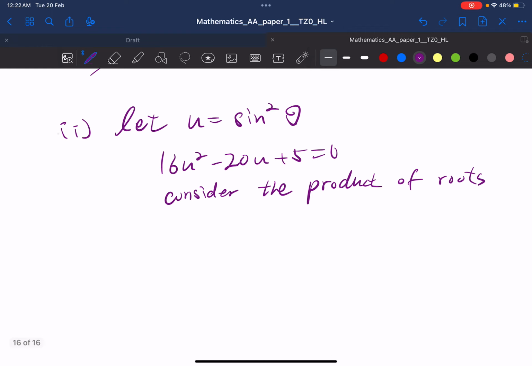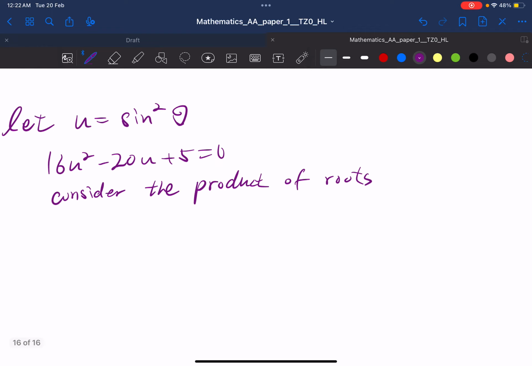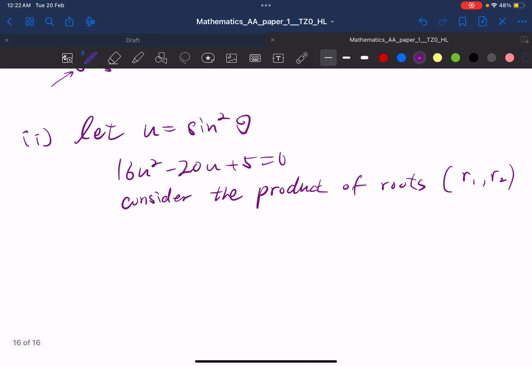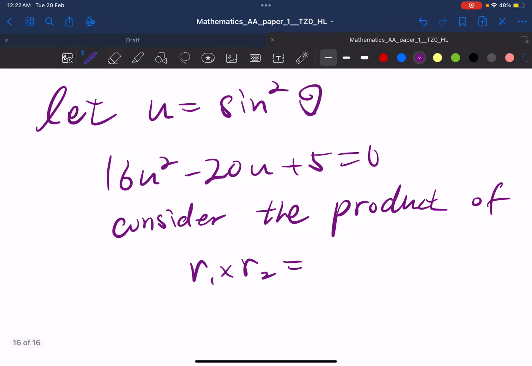Okay, so the product of roots would be, let's say, root 1 and root 2. Let's say we call it like this. So root 1 times root 2 is the product of roots of a quadratic, which is this one divided by this one. So 5 over 16.